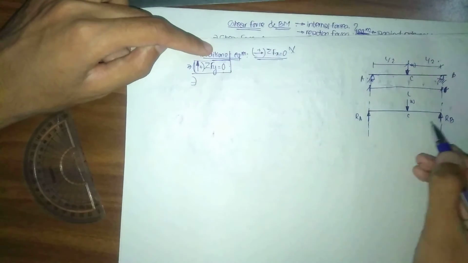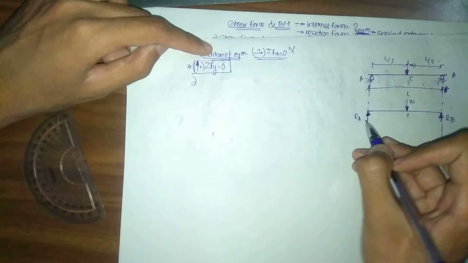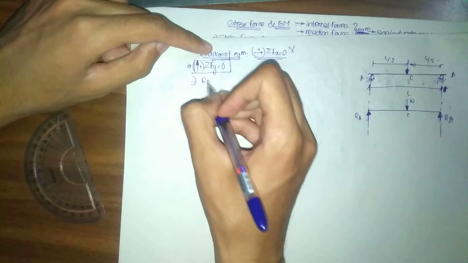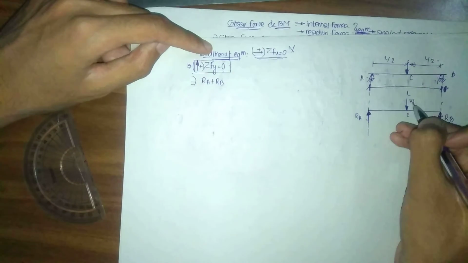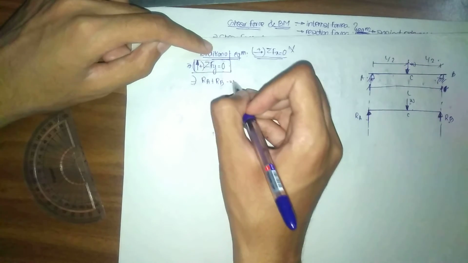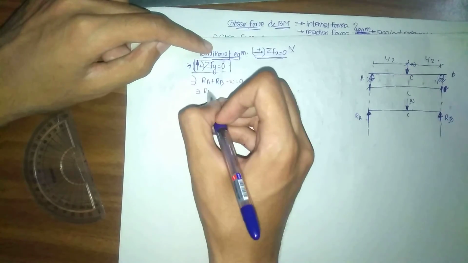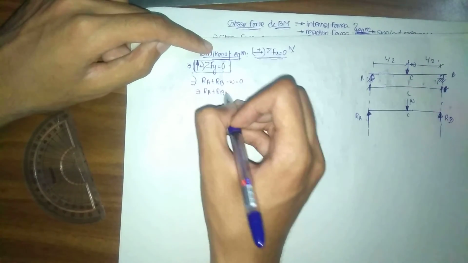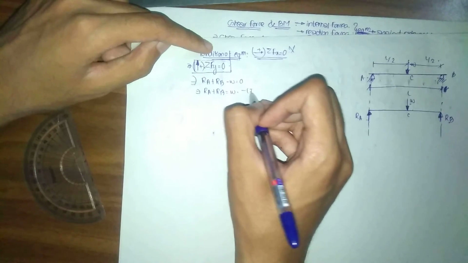So what are the upward forces acting on the beam? RA and RB. RA plus RB. Since this W, which is a point load, is acting downward, I'll put minus W. So I get RA plus RB equals W. This is my equation 1.